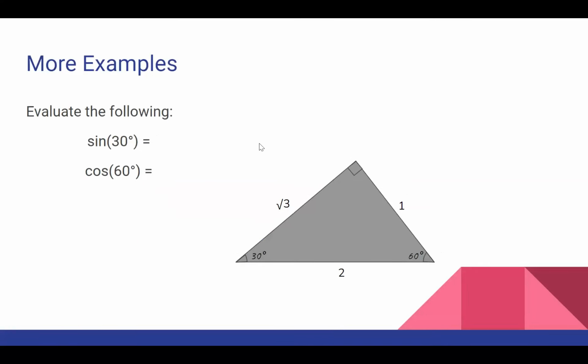Okay, cool. So evaluate the following here. Sine of 30 degrees, we went over this example earlier. 1 divided by 2, opposite over hypotenuse, 1/2. Cosine of 60, so we're looking at this angle here, 60. Cosine is going to be adjacent over hypotenuse. So 1/2. We'll see here that sine 30 is equal to cosine of 60.